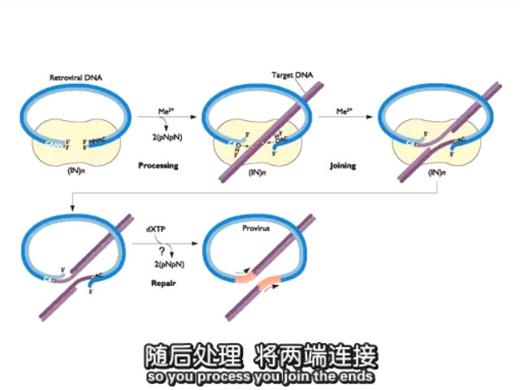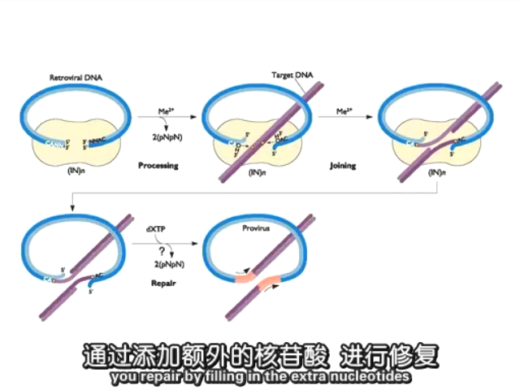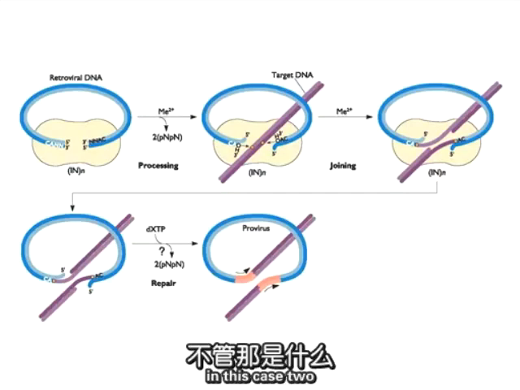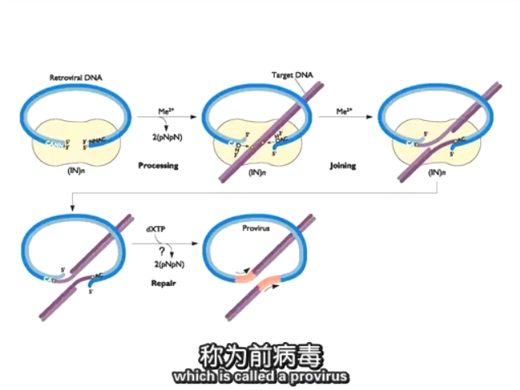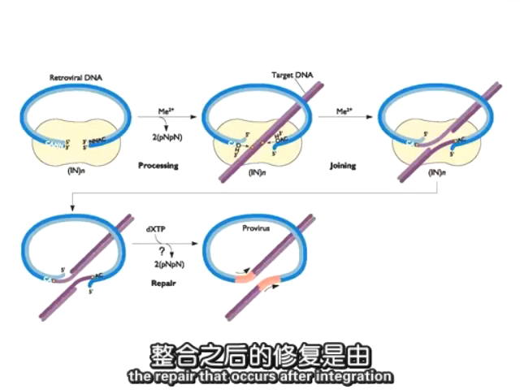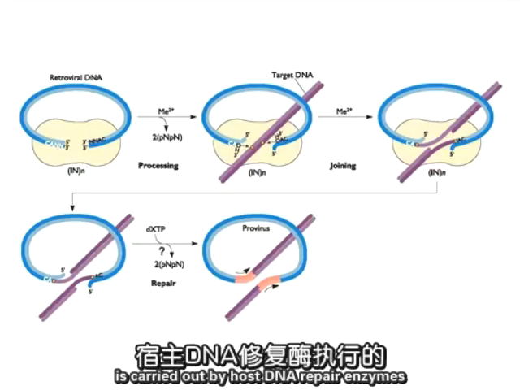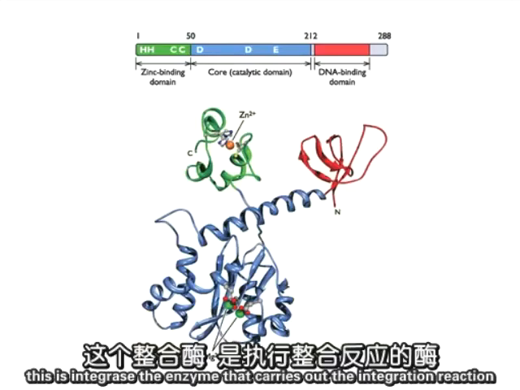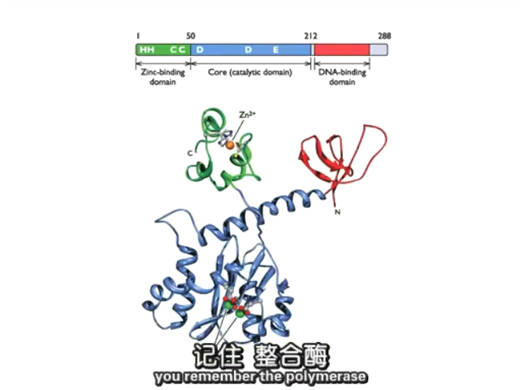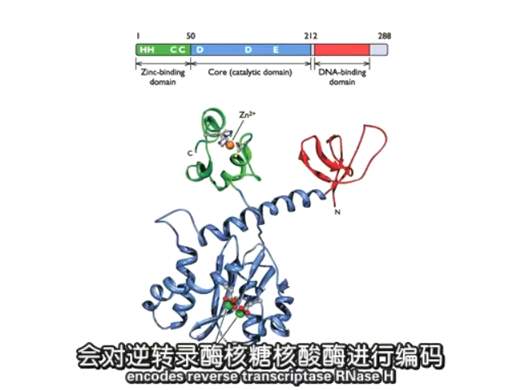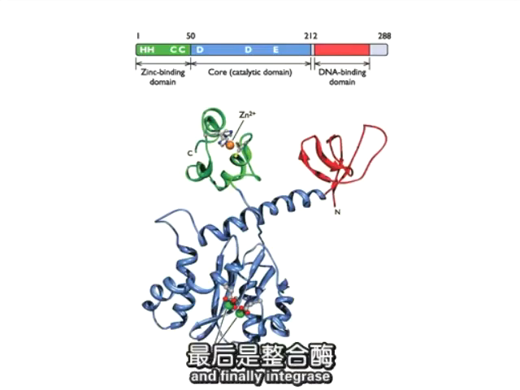So you process, you join the ends, you repair by filling in the extra nucleotides from whatever has been chewed out, in this case 2. And now you have an integrated copy of the viral DNA, which is called a provirus. The repair that occurs after integration is carried out by host DNA repair enzymes. This is integrase, the enzyme that carries out the integration reaction. It is encoded in the Pol region. You remember the polymerase encodes reverse transcriptase, RNase H, and finally integrase.